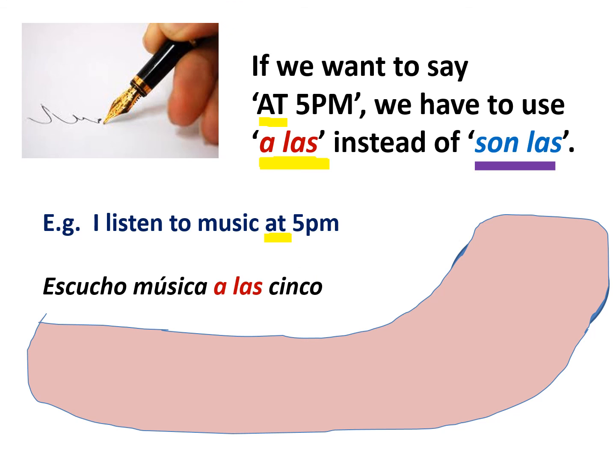Muy bien. Escucho música a las 5. I listen to music at 5. It doesn't matter what's the time. Imagine that we want to say I listen to music at 8:30 in the morning. We are going to translate this sentence as escucho música a las 8:30 de la mañana. I listen to music at 8:30 in the morning. Escucho música a las 8:30 de la mañana.